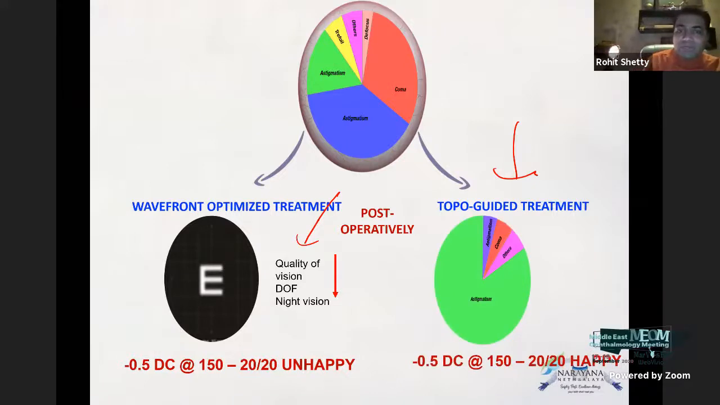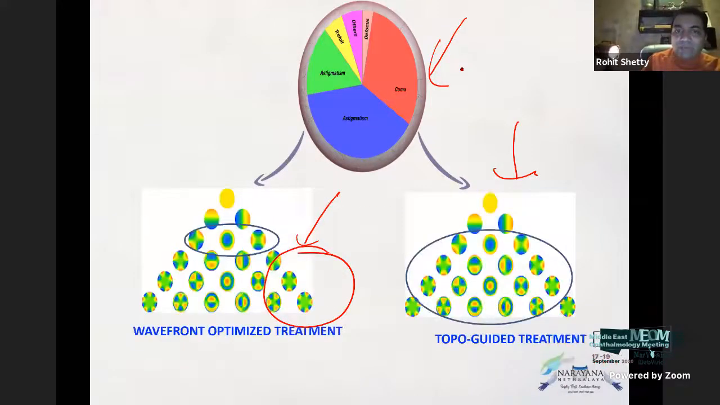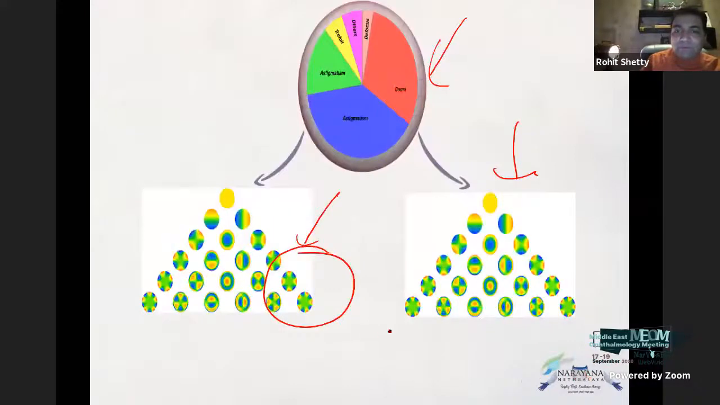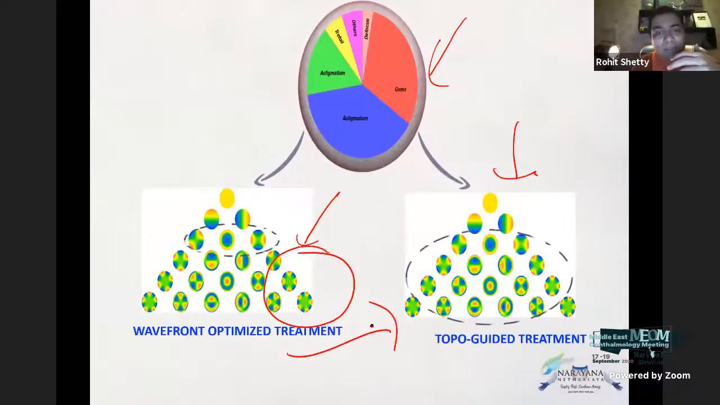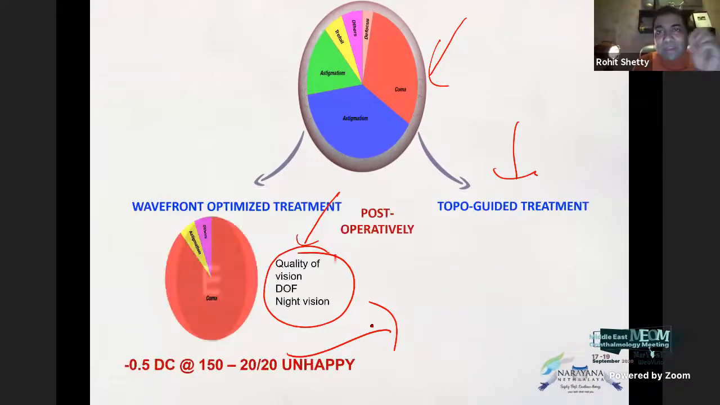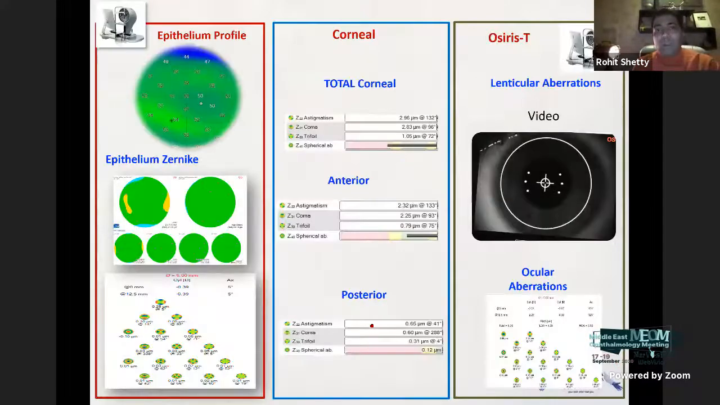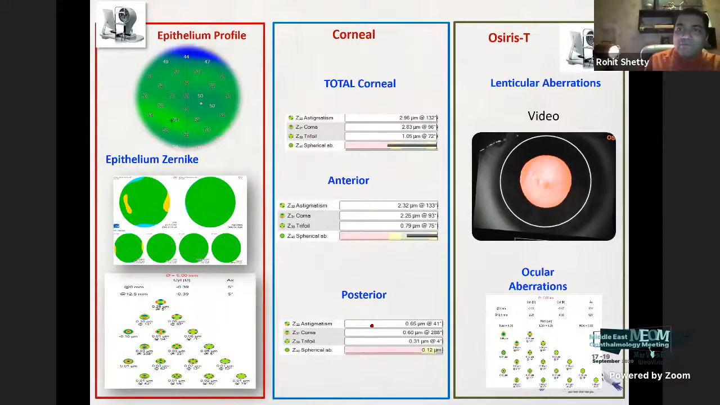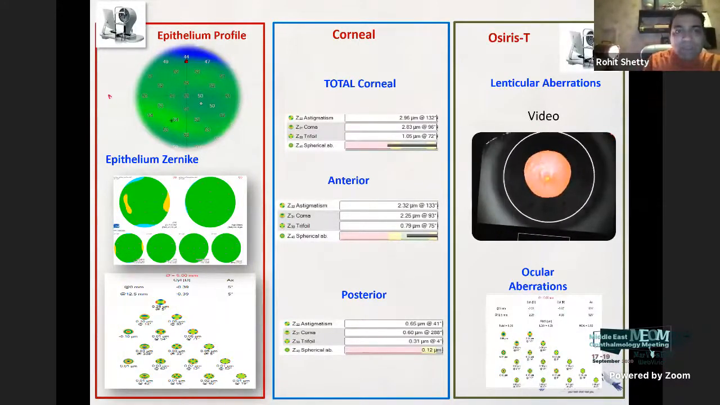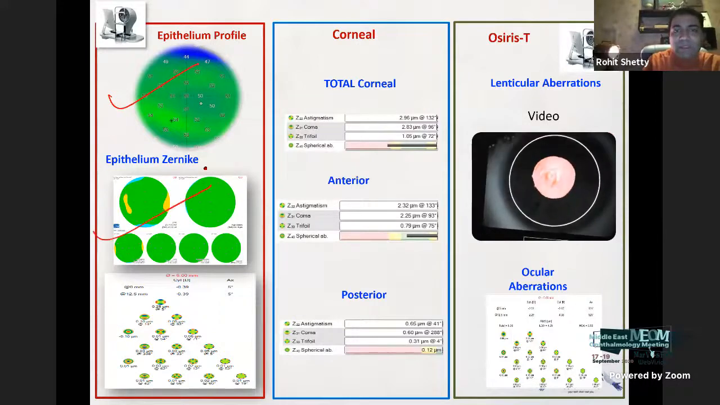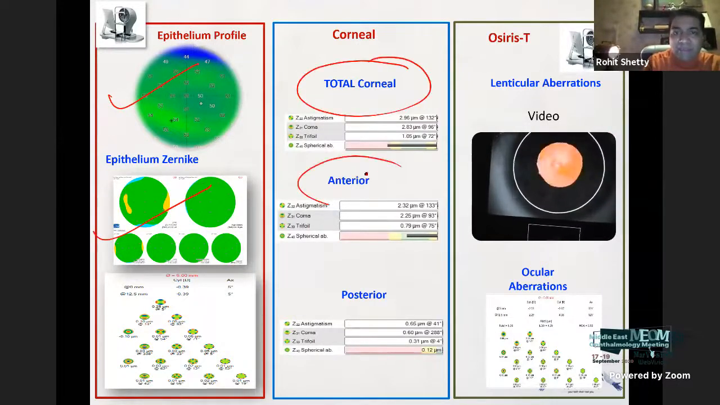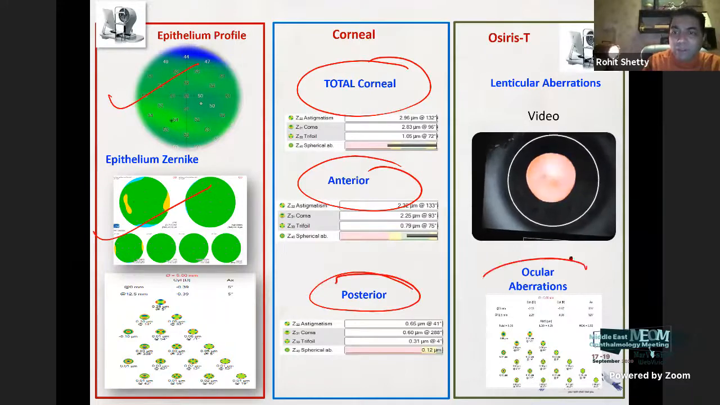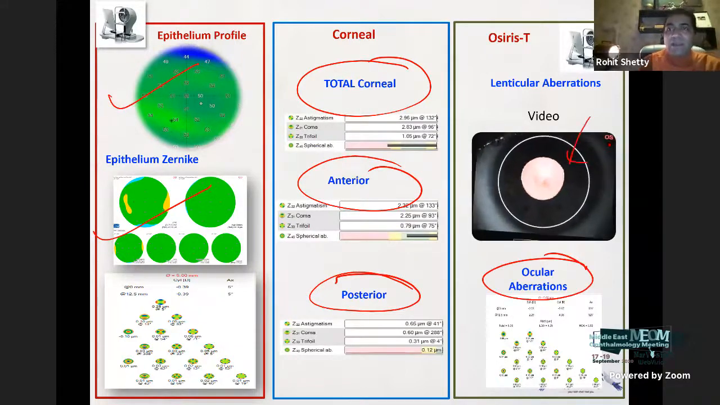And the same patient, his quality of night vision will be terrible with this kind of a picture, if you give him a wavefront optimized treatment instead of a topo-guided treatment. So you have to be very clear in patient selection about what kind of cornea you have. We have brilliant ways of looking at aberrometry. You can look at the epithelial aberrometry, Zernikes of the epithelium, the total corneal, the anterior, the posterior aberrometry, the ocular, and you can even look at the lenticular aberration.